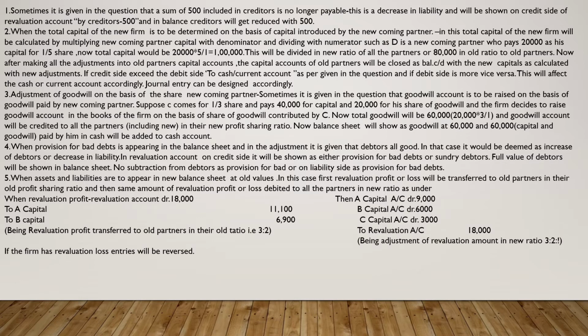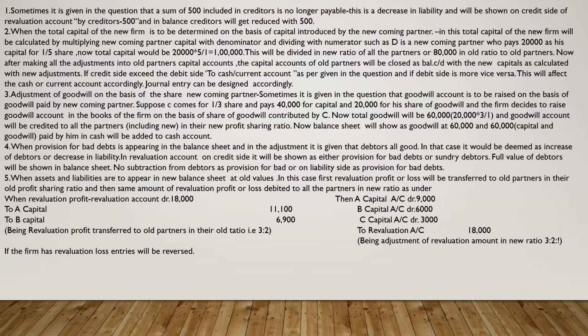Now total goodwill will be 60,000, that is 20,000 into 3 upon 1. And goodwill account will be credited to all the partners including new in their new profit sharing ratio. Now balance sheet will show goodwill at 60,000 and 60,000, that is capital, and goodwill paid by the newcoming partner will be added to cash account.